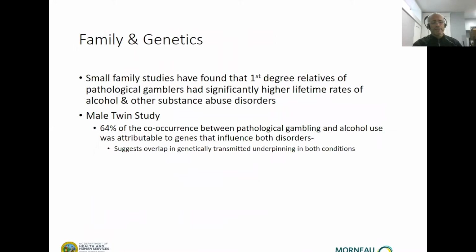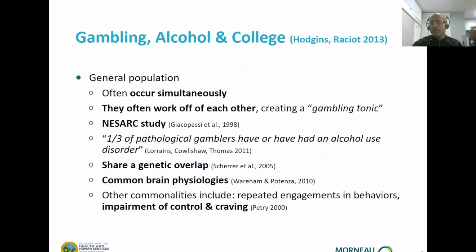And this study suggests that the genetic predisposition for both alcohol use disorder and gambling disorder influence both conditions. In fact, this particular study said that 64% of those who suffer from gambling disorder and alcohol use disorder was attributable to genes that influence both disorders, meaning that genetic predisposition looked quite a lot alike.